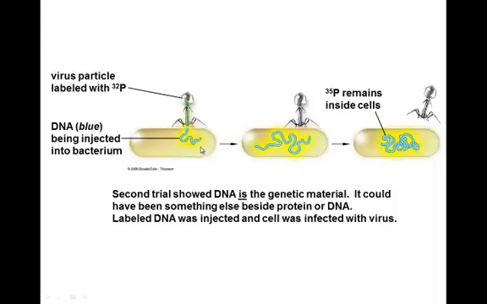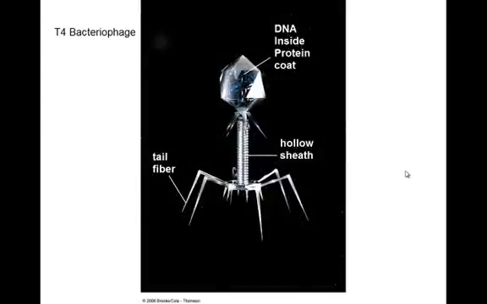And here we can see what happened in the second trial. The genetic material was injected, and they found out that indeed by measuring it with what they call a scintillation counter, a little kind of like a Geiger counter, only for very precise measurements, they could tell that it was inside the cell, and those cells later went on and divided. And so we know that the genetic material was DNA after Hershey and Chase's experiment.